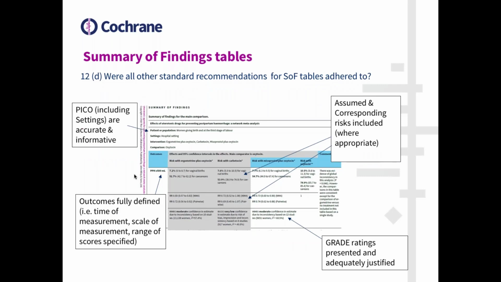And then the final question from an editorial point of view that we ask about the summary of findings tables is just, does it adhere to all the other standard recommendations that we expect to see? So these are all the usual things that we're always looking for. The PICO row has to be accurate and informative, outcomes fully defined, all the data present and correct, and any measures of certainty presented and also justified, either with footnotes or by explaining in the box.